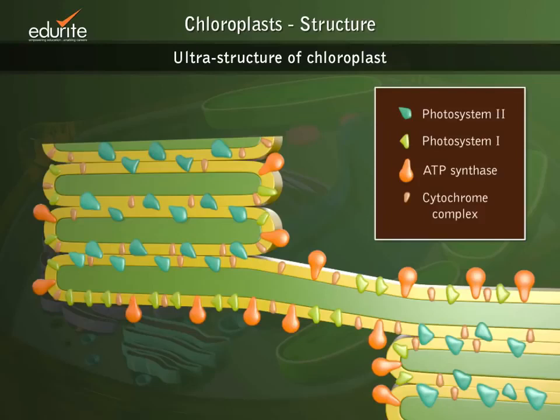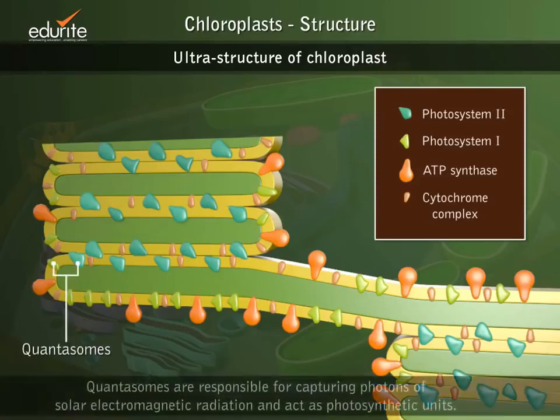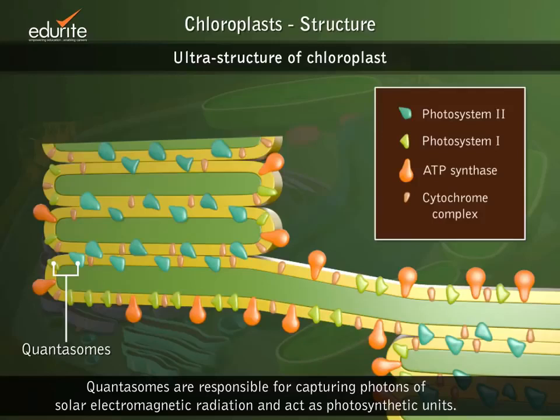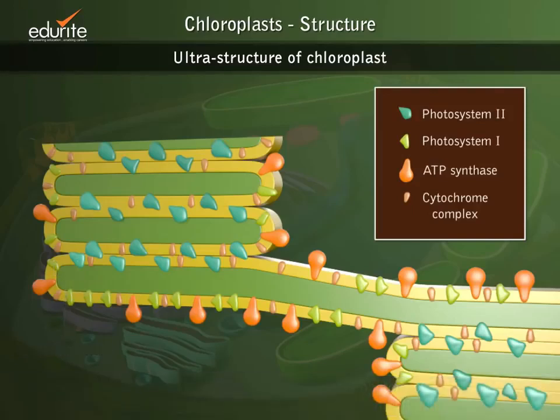They also contain a large number of granular structures embedded in the membranes. These granules are called quantasomes. Quantasomes are responsible for capturing photons of solar electromagnetic radiation and act as photosynthetic units. The larger granules are called photosystem II or PS2, and the smaller granules are known as photosystem I or PS1.